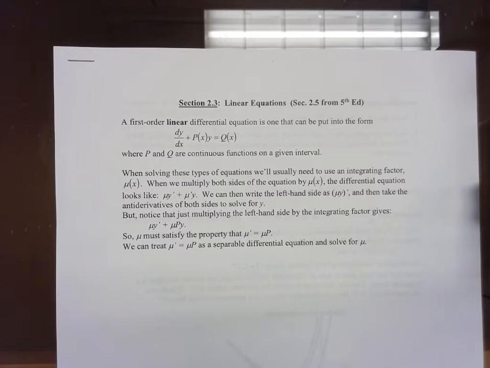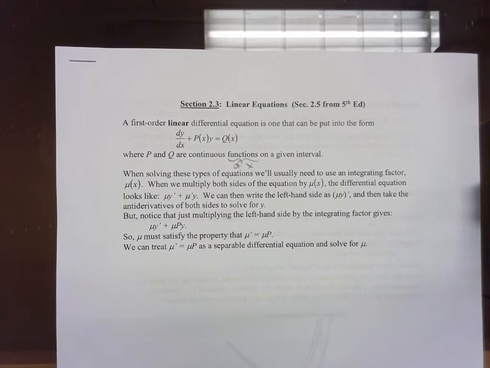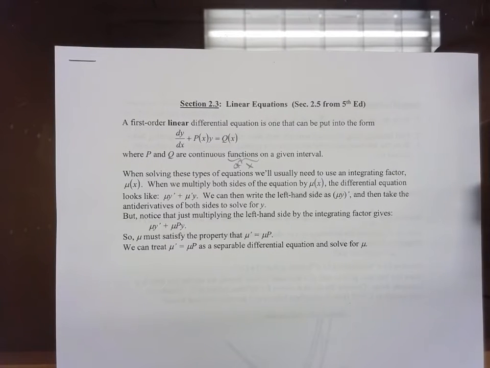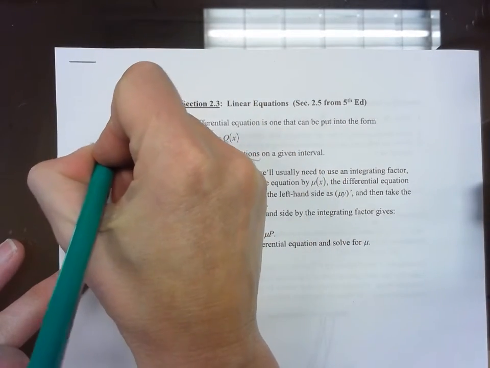So it says a first order linear differential equation, and we have to actually talk about linear before, is one that can be put into this form where P and Q are continuous functions of X on a given interval. So this is what they're going to call the standard form, and notice you don't want anything in front of dy dx. So this right here is what we're going to call the standard form.